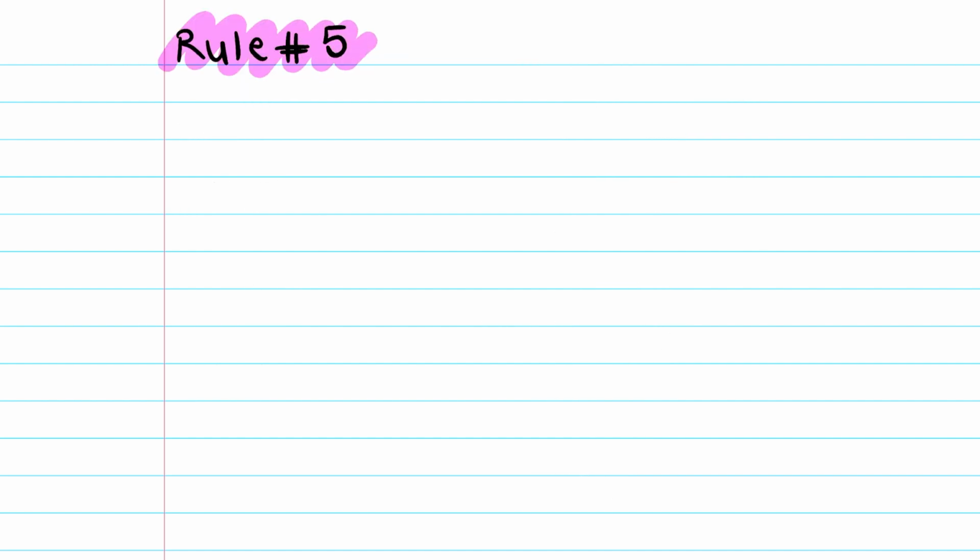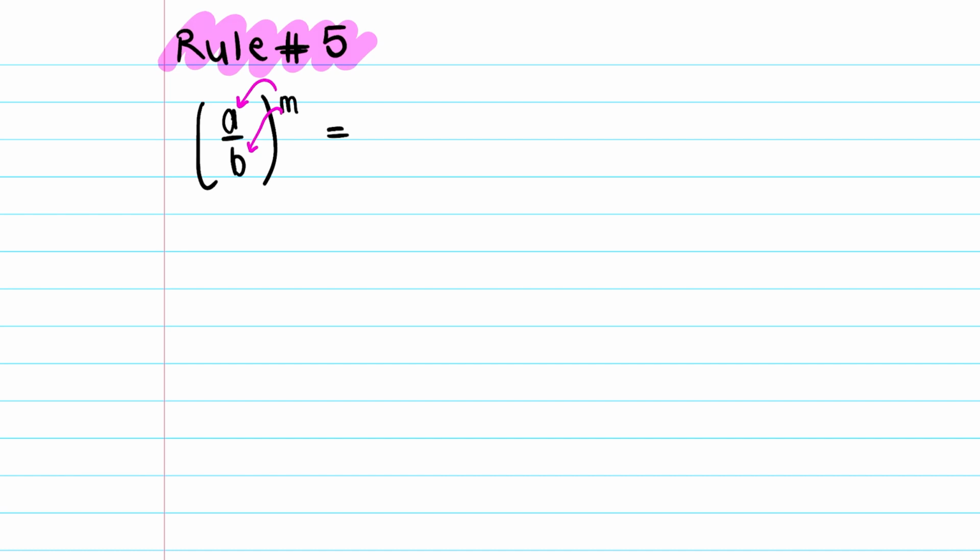Rule number 5. This is where the rubber hits the road, where things get a little bit juicy, if you will. So our rule looks like this. We have (A divided by B), and this entire bracket is now to the power of m. What we are going to do here is multiply m with whatever the exponent is of A, as well as whatever the exponent is of B.